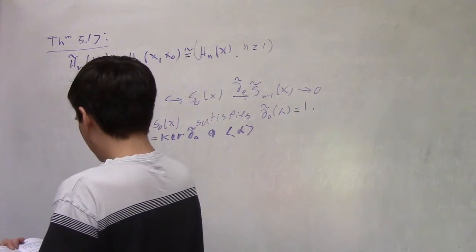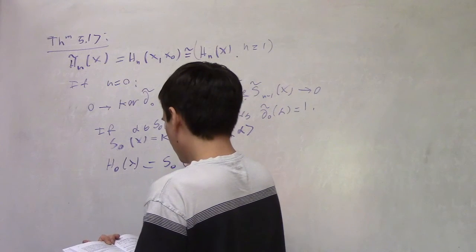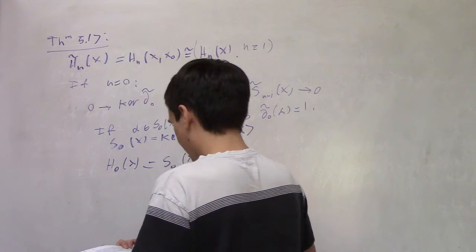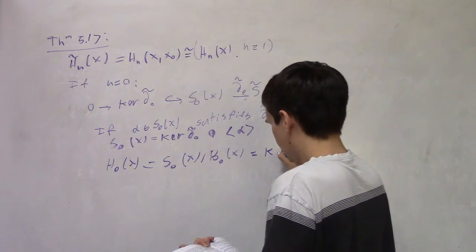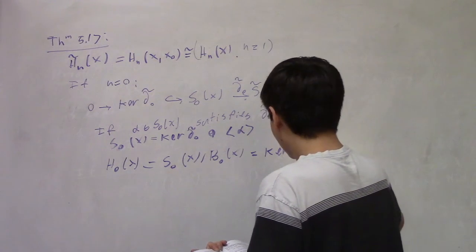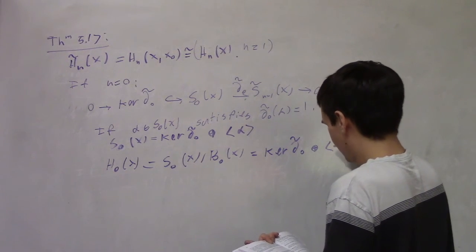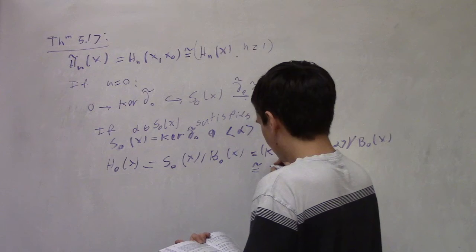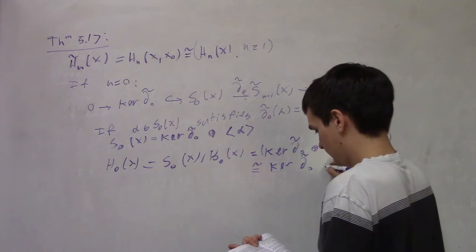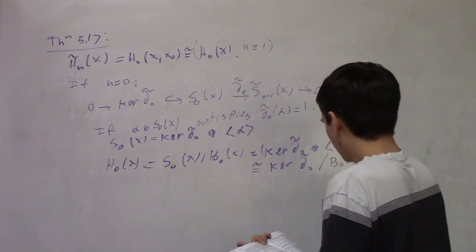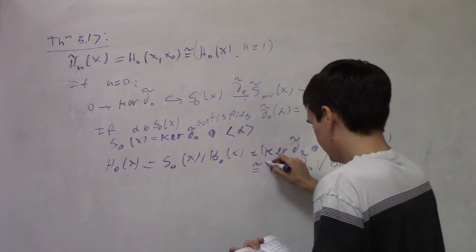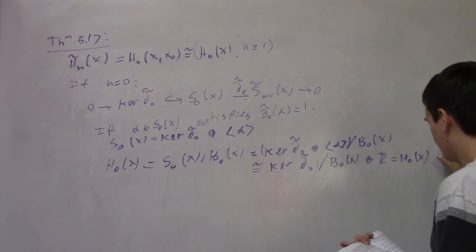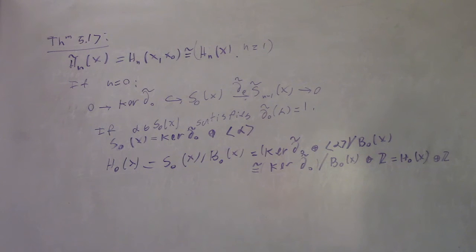So from that he has H naught of X, by definition, is S naught mod B naught of X, using the fact that this is equal to Z naught of X. So then you get this clear fact: alpha mod B naught of X is isomorphic to the kernel mod B naught of X direct sum Z, which is equal to H naught of X direct sum Z. So since H naught of X is free abelian, the result follows from corollary 5.15.